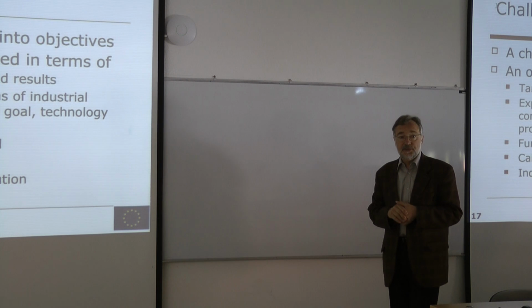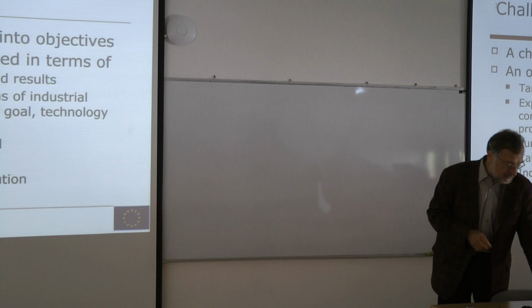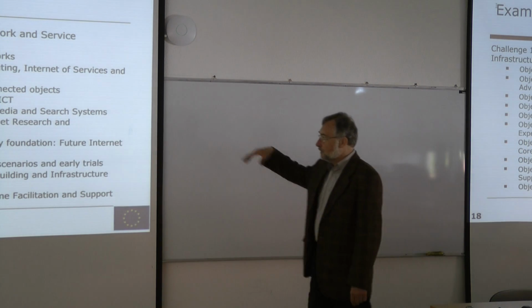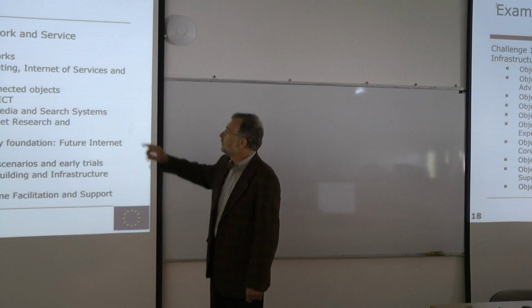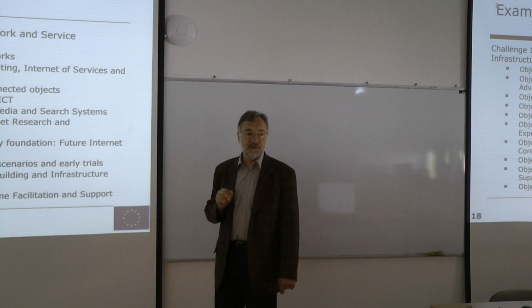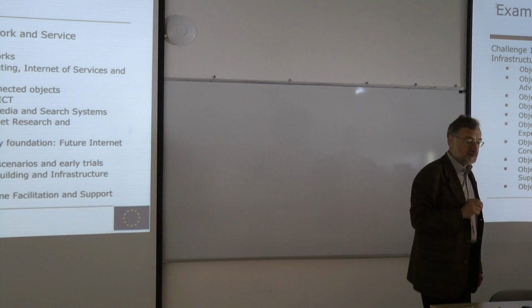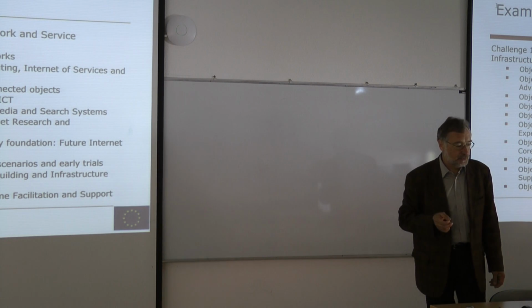In this example, or in this thematic program, there are 8 challenges which are subdivided into objectives. Now this is an example. You don't need to remember this, but let me show you how this works. Challenge 1 is called pervasive and trusted network and service infrastructures. Practically speaking, actually, this is everything to do with the internet.